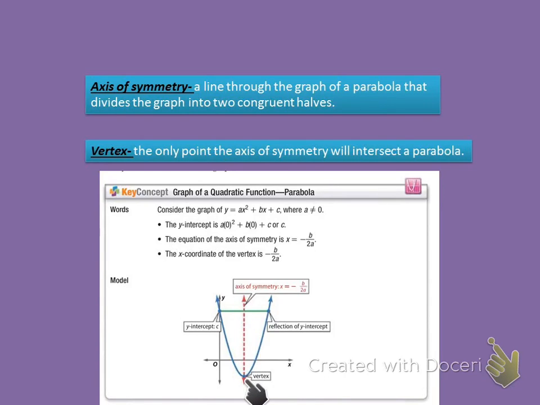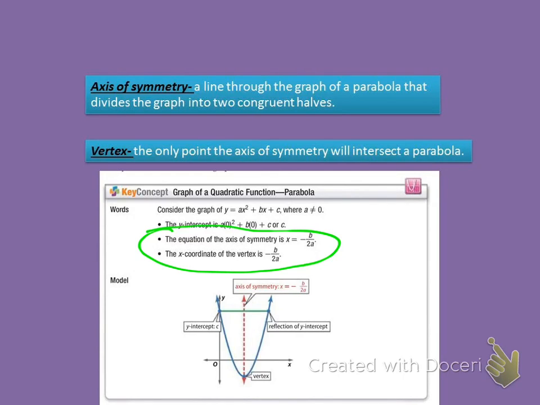And the way you find that is right there. Negative b over 2a. Negative b over 2a. That needs to be like tattooed on you someplace. I won't pay for your tattoo, but it needs to be tattooed on you somewhere so you remember it. Negative b over 2a.